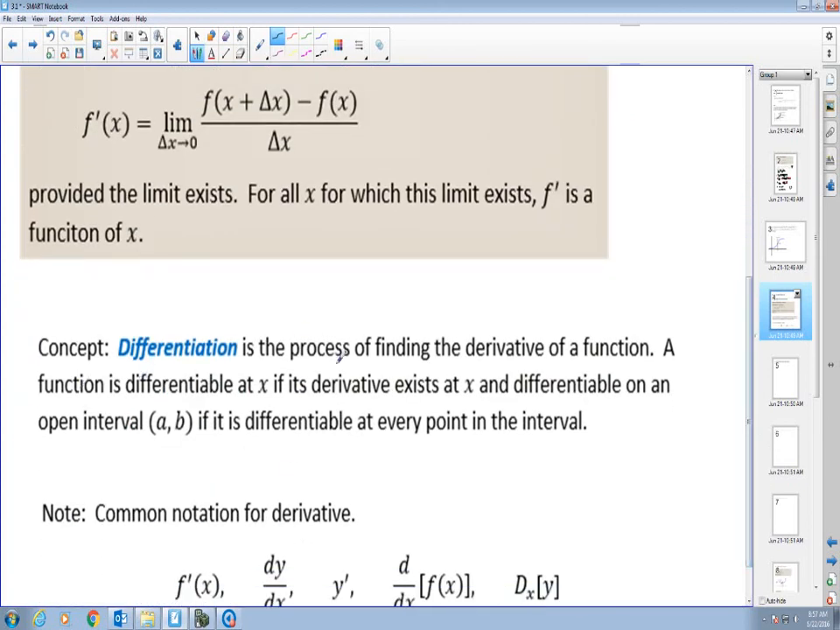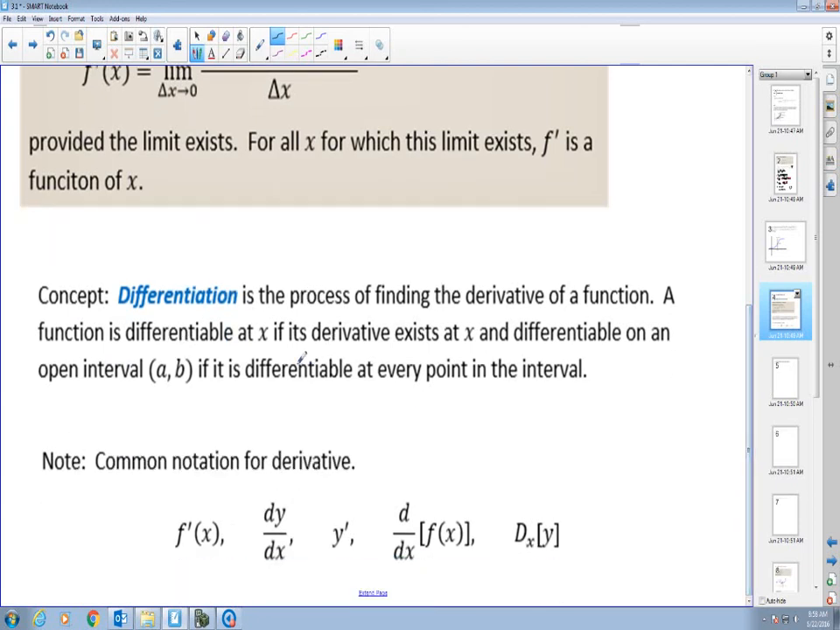Differentiation is the process of finding the derivative of a function. A function is differentiable at x if its derivative exists at that particular x, and differentiable on an open interval from a to b if it is differentiable at every point in the interval. That's what differentiation is. It's a process of finding the derivative of a function, and a function has to be differentiable at x if the derivative exists at x.